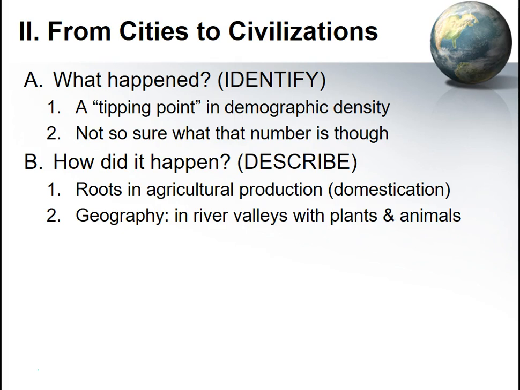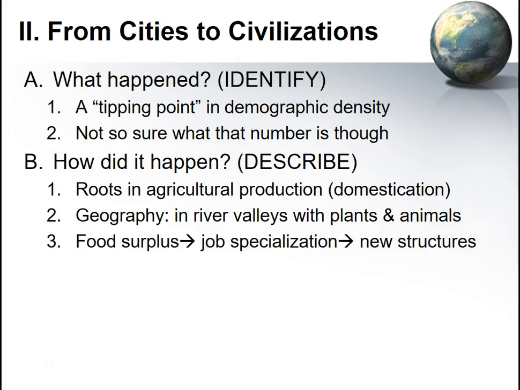It also appears geography plays a crucial role in this. The core civilizations, the first civilizations that appear in Afro-Eurasia, all appear in river valleys, and they're all places that either originally had high quality plants and animals available for domestication, or they're places where those plants and animals diffused very early on and then could easily be supported there.